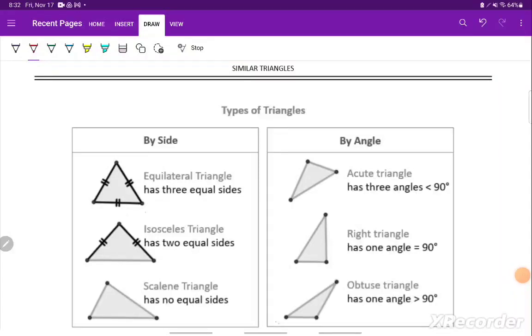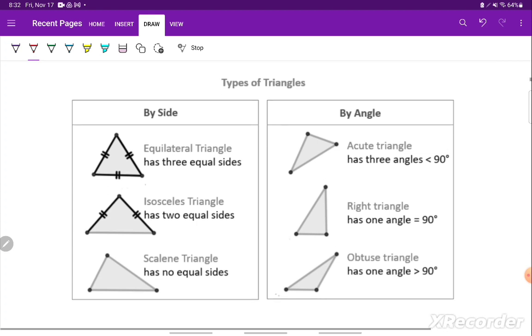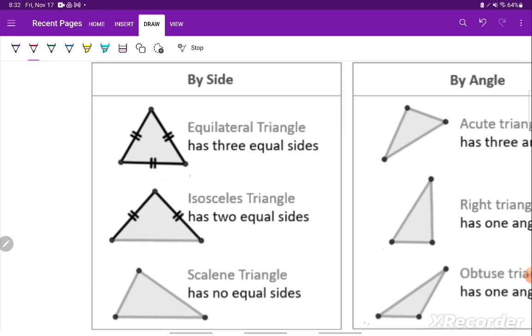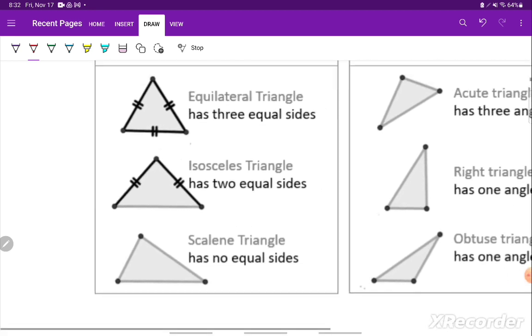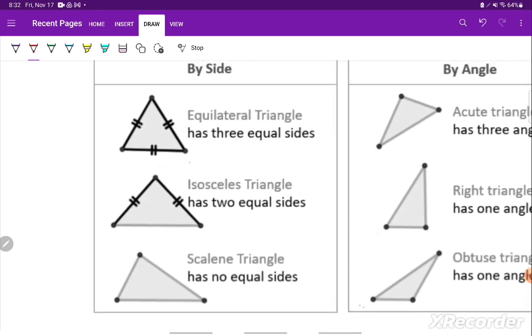In this video, we'll be discussing similar triangles. Triangles are given different names depending on whether we're categorizing them by side or by angle. Special names that we have for triangles when we're looking at them by side: an equilateral triangle is a triangle that has 3 equal sides. An isosceles triangle is a triangle that has 2 equal sides, and a scalene triangle is a triangle that has no equal sides.